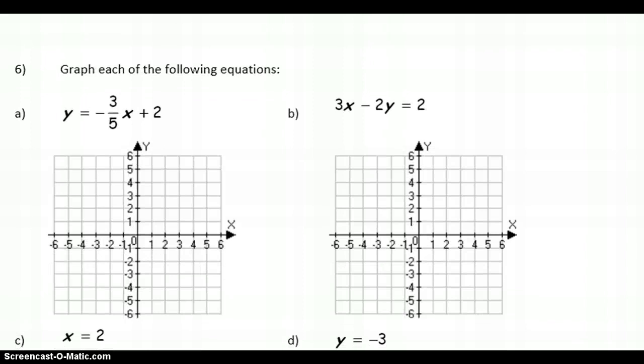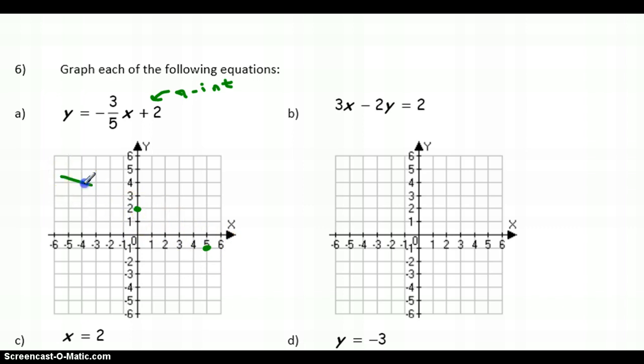Now when I graph them, my preference is to use slope-intercept form. This equation right here is already in slope-intercept form, so I'm going to start by putting my dot at 2 for the y-intercept. Right, that's my y-intercept. And then my slope is -3/5, so from there, I'm going to count down 1, 2, 3 over 5. Okay, very helpful to have showing those dots. Showing those dots is a good first step.